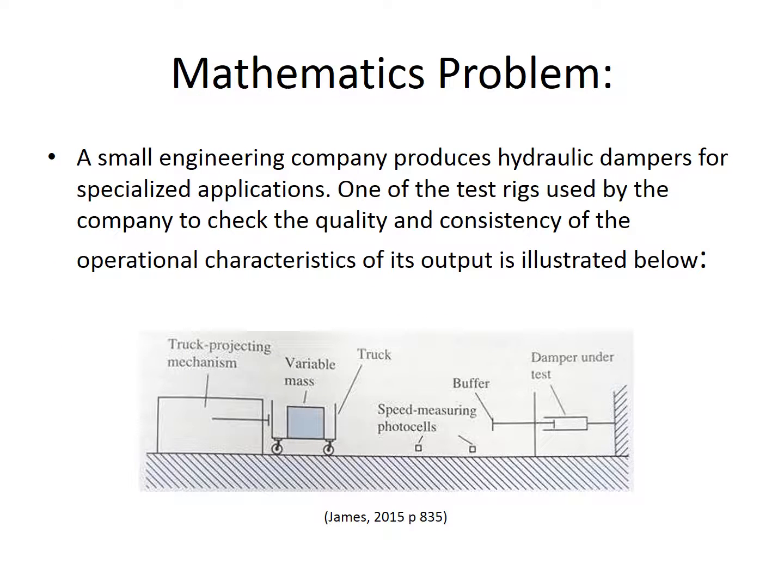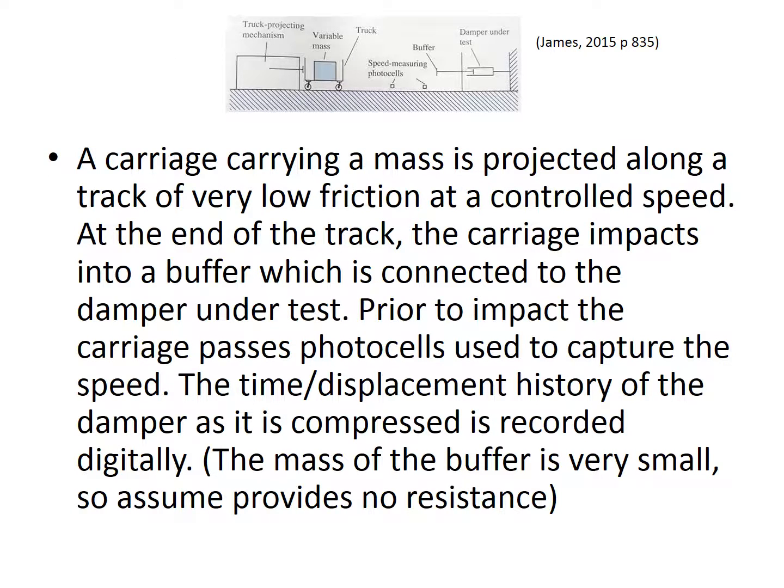A small engineering company produces hydraulic dampers for specialized applications. One of the test rigs used by the company to check the quality and consistency of the operational characteristics of its output is illustrated below. A carriage carrying a mass is projected along a track with very low friction at a controlled speed. At the end of the track, the carriage impacts into a buffer which is connected to the damper under test. Prior to impact, the carriage passes photocells used to capture the speed. The time/displacement history of the damper is compressed and recorded digitally.